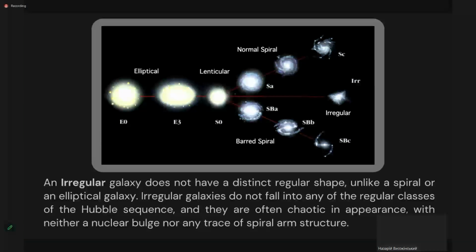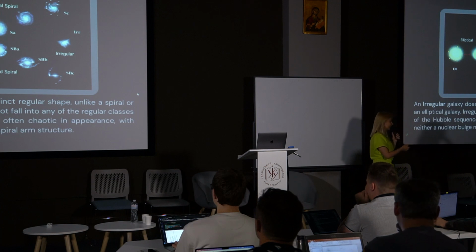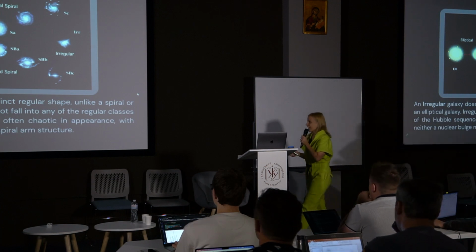And the last galaxy, not last, but in my presentation, is the irregular galaxy. Irregular galaxy is also easy, because it has an irregular shape, not like a spiral or elliptical or lenticular. It's a chaotic shape.